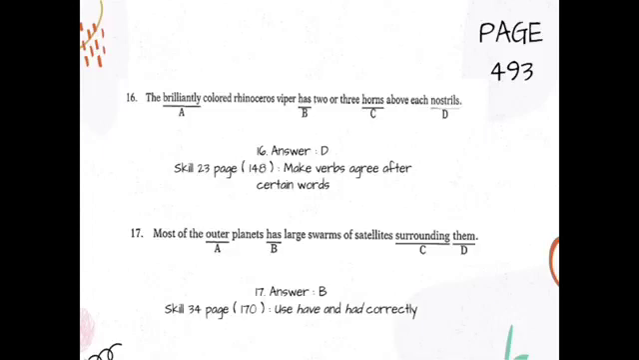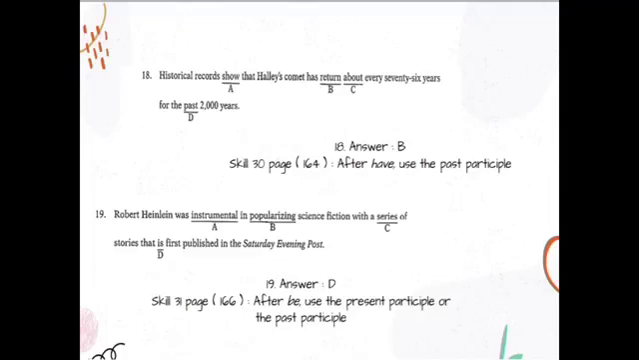And for 17, the incorrect word is has, and the correct answer is have. From skill 34, page 170, use have and had correctly, because the word planets is a plural subject. We can see the planets with S, so the right answer is have, because have is used for the plural subject. Next slide, I will give you an explanation about 18 and 19.